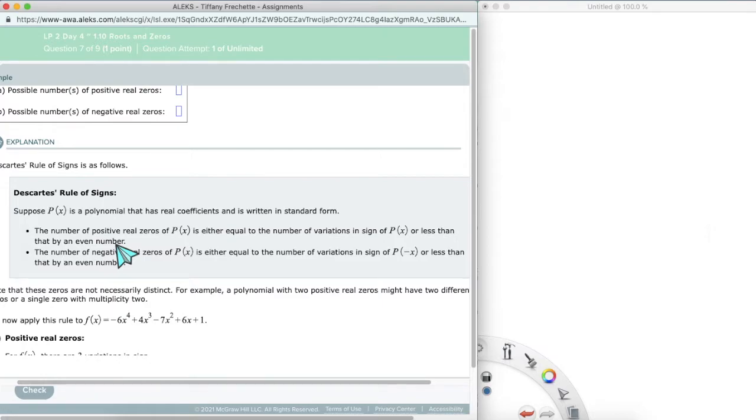The number of negative real zeros is either equal to the number of variations of the sign of P of negative X or less than that by an even number. So let's take a look at what this actually means.